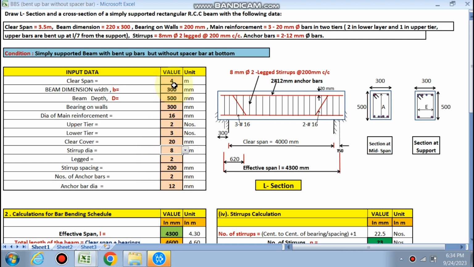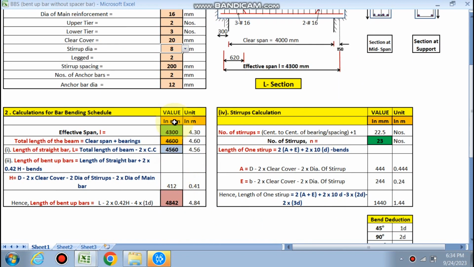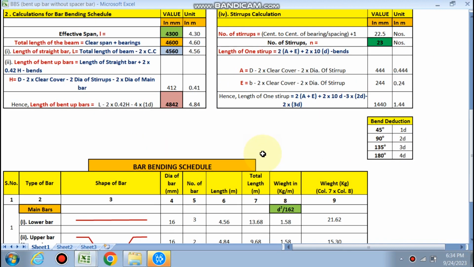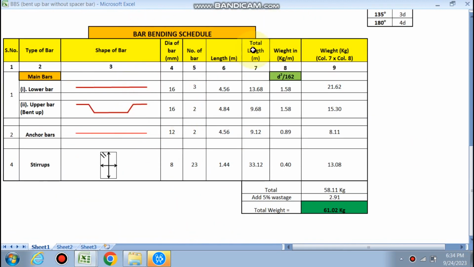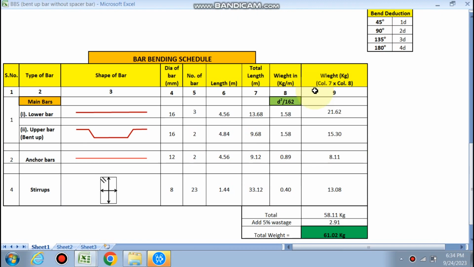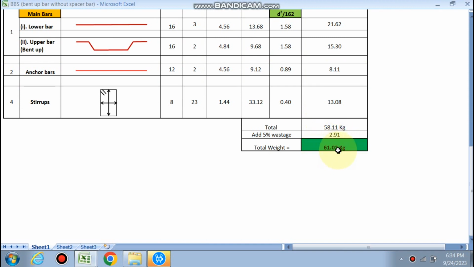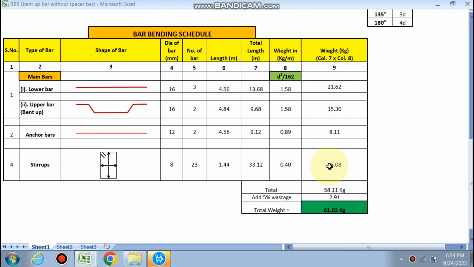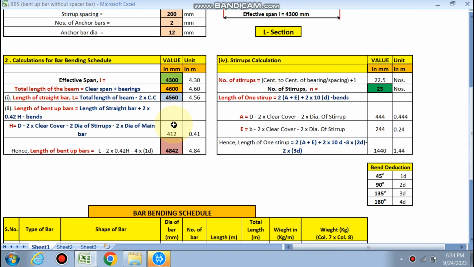If you put these values, now you can see all the values have been calculated according to the formulas given over here, and finally the bar bending schedule is calculated. Finally the total weight of the reinforcement and the cutting length is calculated. Finally 61.02 kg, adding the 5% weightage, is calculated.